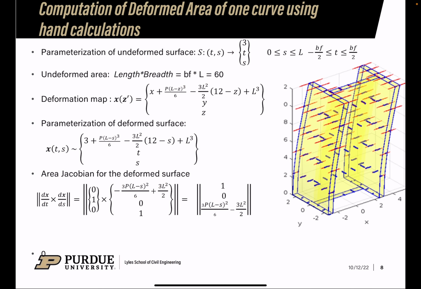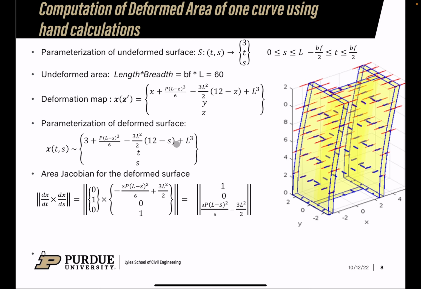Now let's compute the area of one of the surfaces. The parameterization of the undeformed surface is this, and the corresponding parameterization of the deformed surface can be found using the deformation map. The undeformed area is 60. That can be calculated using the length and breadth formula, L into B.